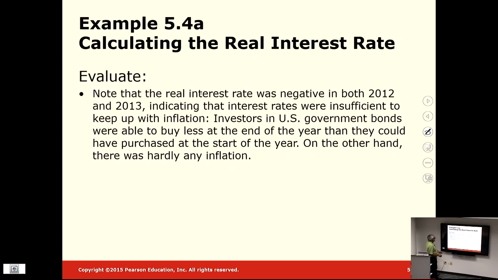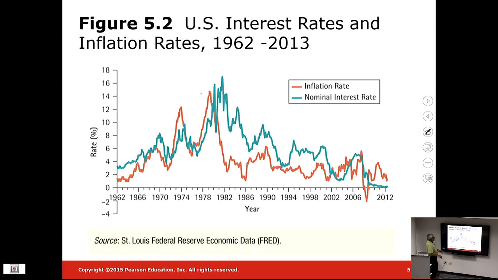Okay. So we can calculate that. Over here, we see that our nominal interest rate is highly correlated with inflation rate. Look at this. When the blue line goes up, the red line goes up, and vice versa. When the red line falls, the blue line falls. They're very correlated.